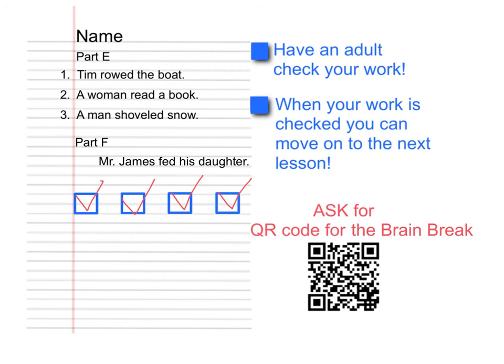When you have finished, have an adult check your work. When your work is checked, you can move on to the next lesson. Once both of these boxes are done, ask for the QR code for the brain break.